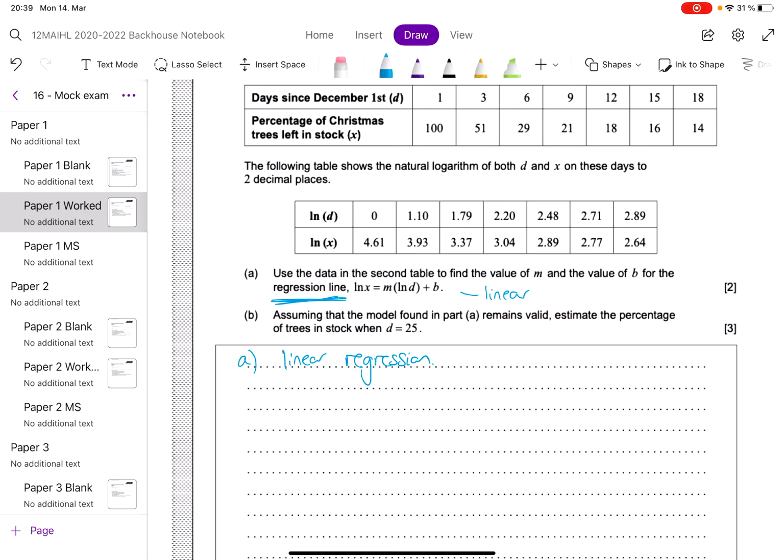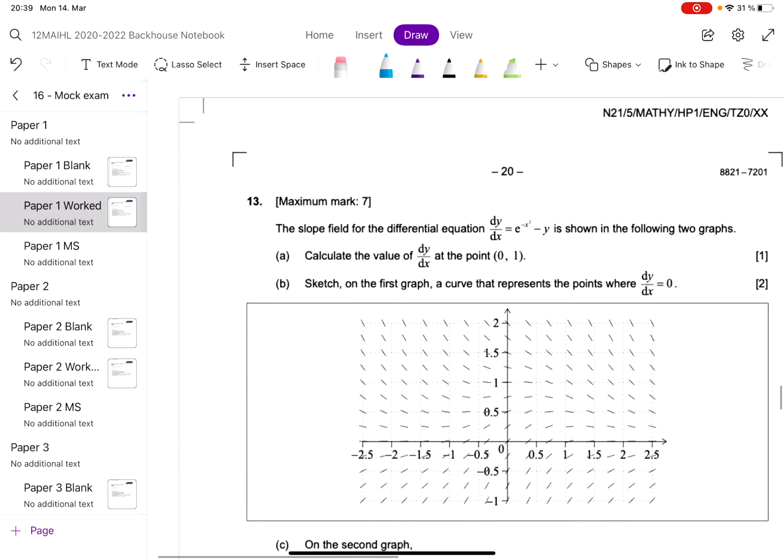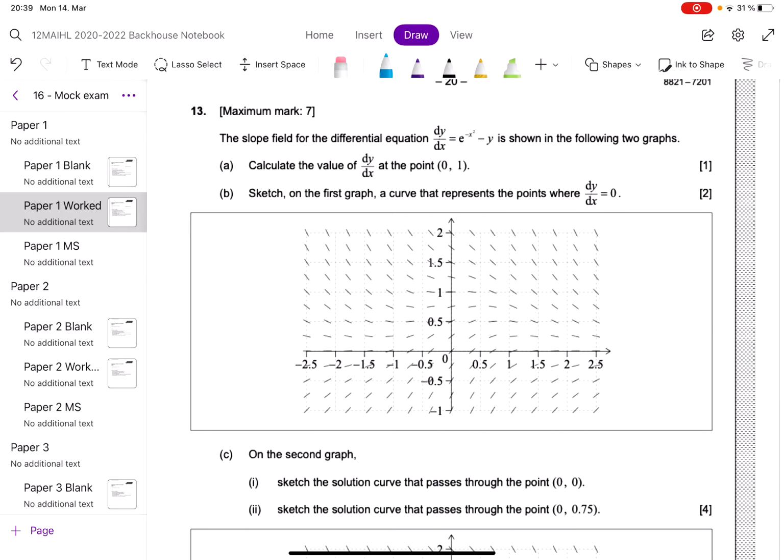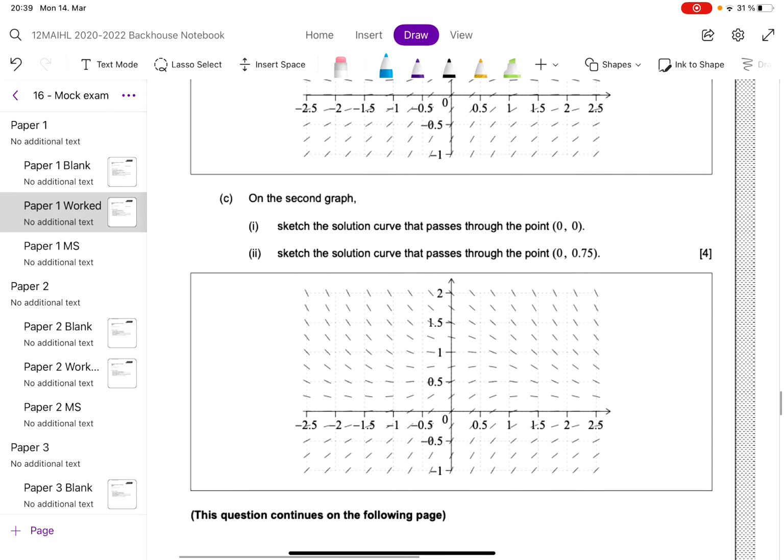So we're putting the data into two variable stats. We're just doing a linear fit, and we're writing ln x and ln d instead of y and x. That's all there is to that one. Question 13 was actually done really well. Well done. Some really good attempts at that one.